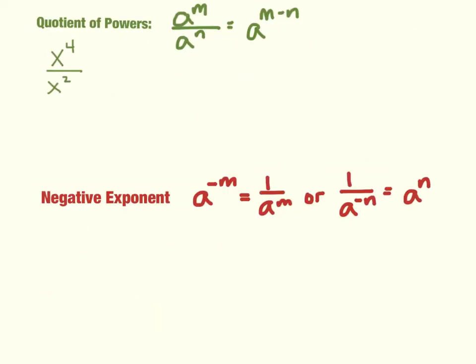Okay, quotient of powers. Remember, if we had a to the m times a to the n, you would add the exponents. For quotient, you can subtract the exponents. This works because, let's look at x to the fourth over x squared. X to the fourth is x times x times x times x over x squared.